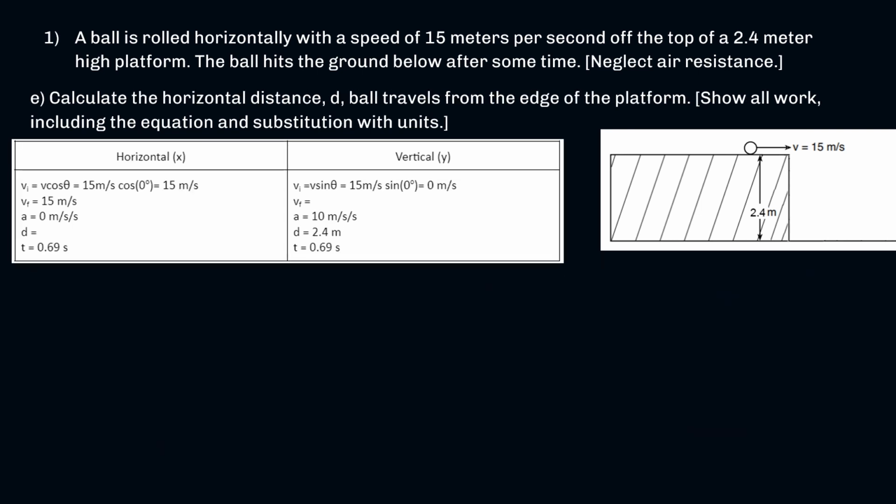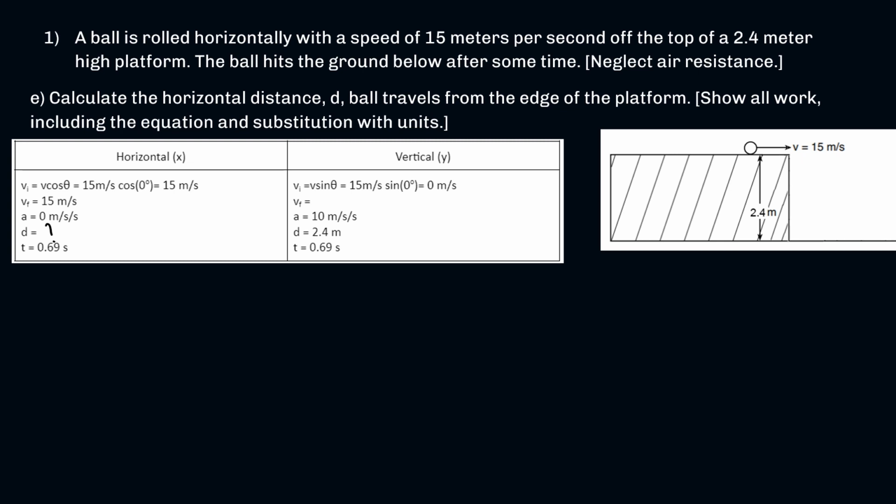Let's move into part E of this example. We're going to calculate the horizontal distance d the ball travels from the edge of the platform. And of course, we're going to show all work, including the equation and substitution with units. So for this again, look at the horizontal distance. So we're going to use the horizontal part of the kinematics chart. This is going to be my question mark here, the thing that I'm looking for.